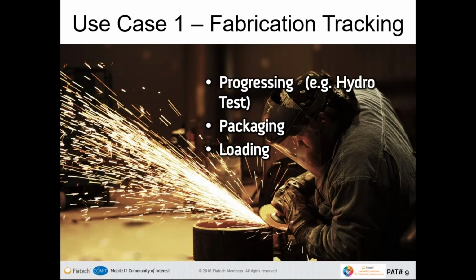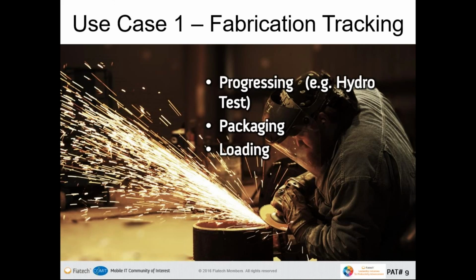One is progressing information. As the pipe or the steel goes through the shop, you need to progress its status. Has it been cut? Has it been fit? Has it been welded? Has it been QC tested? Has it been hydro tested? There's a bunch of different tests that these pieces go through, and so if you can scan that item and update its progress step right there on the shop floor, you have a much more real-time based system, just like in manufacturing, to understand where that piece is.